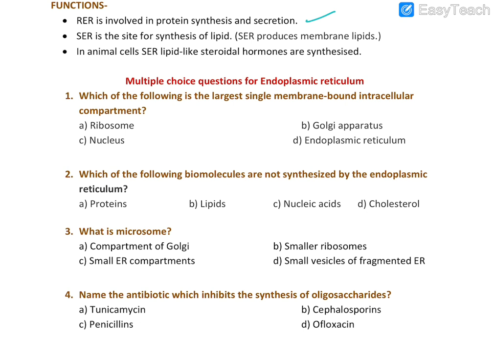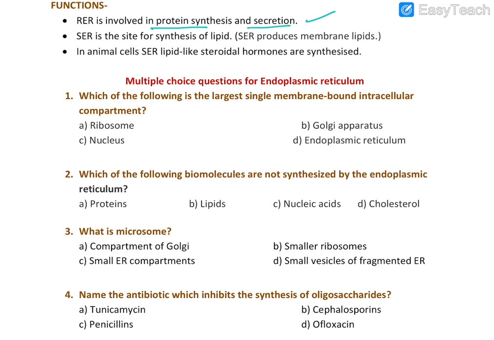Actually, the ribosomes are involved in synthesis of protein. Such type of proteins, if they are required outside, then those proteins will enter into the endoplasmic reticulum. Then later they will be sent to the Golgi apparatus. From Golgi apparatus, it will be sent outside. So rough endoplasmic reticulum is involved in protein synthesis and also in secretion.